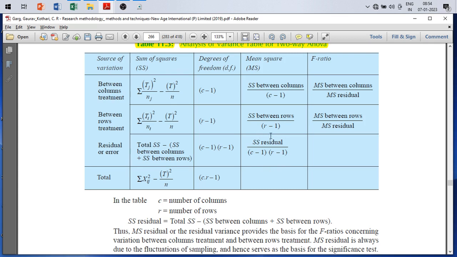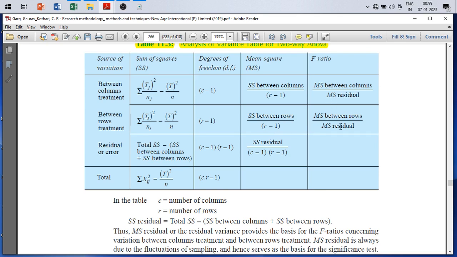Okay, now again see the idea. Because there were two sources of variation, this term is due to variation between columns, this term is due to variation between rows, and the last term is actually due to random variations. So we have to take the ratio of this with this, and that will give us one F ratio. Similarly we take a ratio of this with this, that will give us the second F ratio.